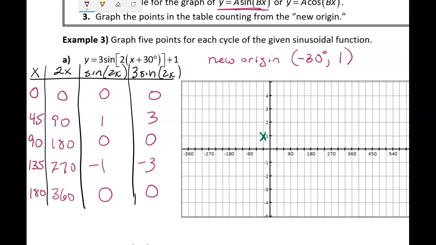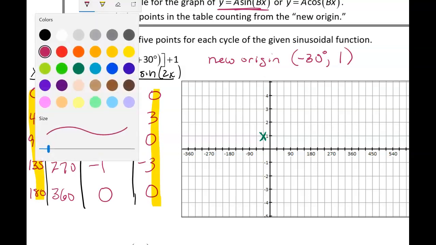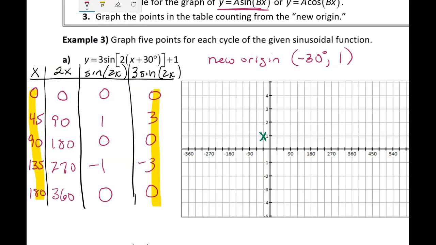Now let's just graph our points using that very first and that last column, but we are going to graph those from the new origin. If you remember, since our tick marks on the horizontal axis are 30 degrees apart, then 45 degrees is 1.5 of those. So we've got 0, 0. That's going to be on top of the new origin. So over 0, up 0 from the new origin.